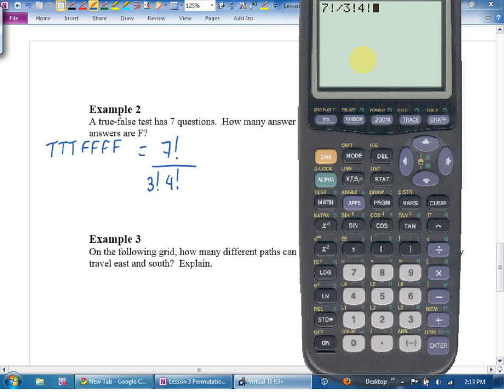Amrit, if this was multiple choice, do you think one of my answers would be 20,160? And you know what another one of my answers would be? If they did the F's first and then they did the T's next, that would also be one of my answers. I guarantee it. Okay? So don't do that. What did we say? 35, right?